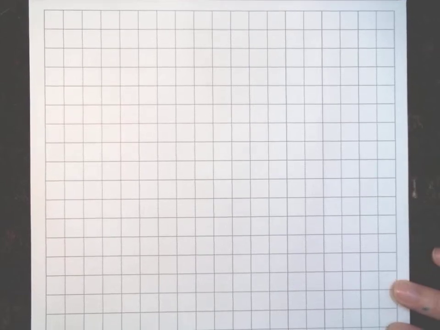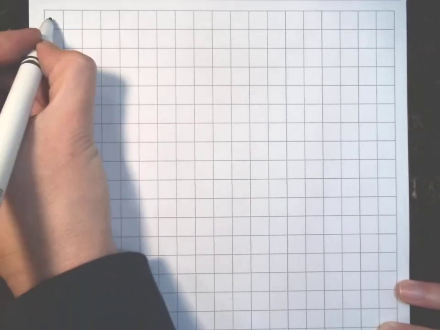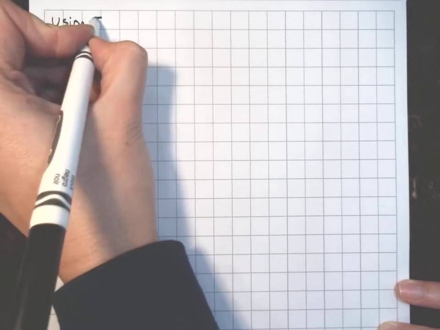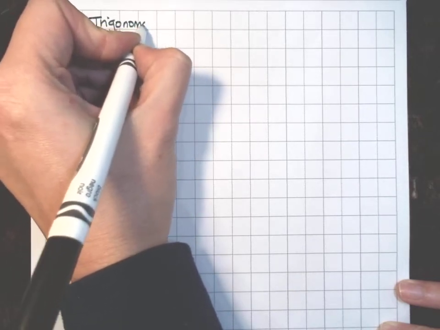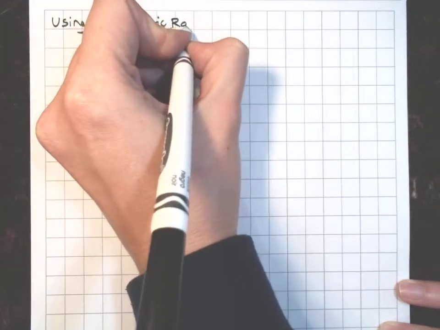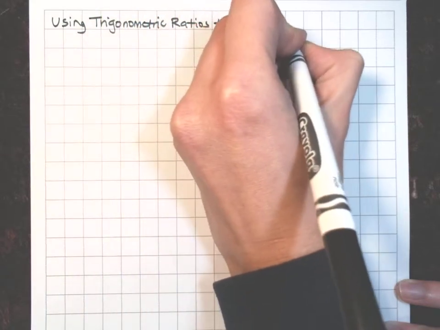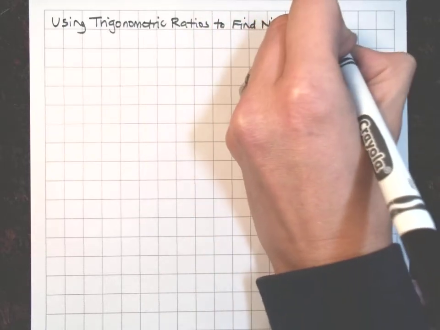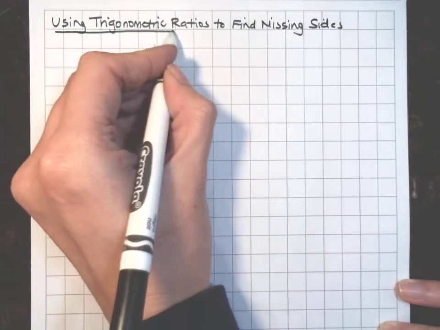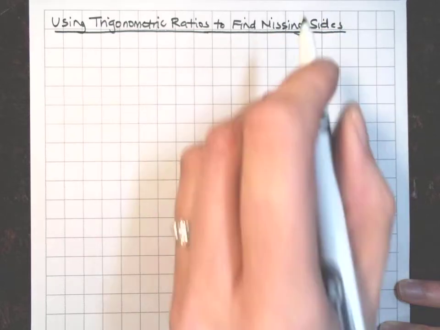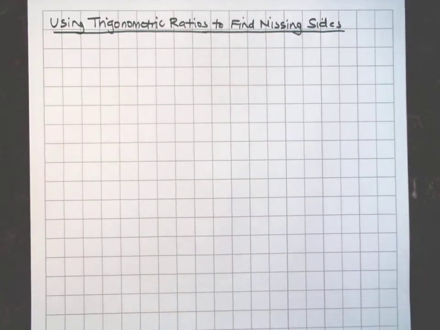Hi, okay, we're continuing with our trig ratios, and today we are going to use them to find missing sides. So just so we have all of our information in one spot, I'm going to copy down our trig functions.